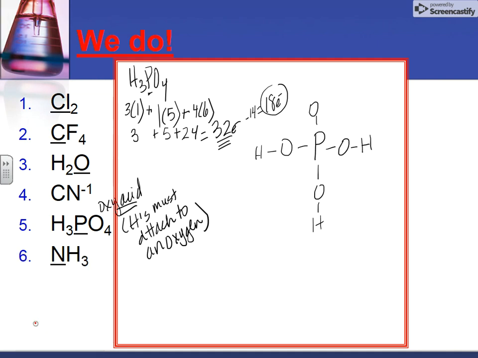So let's take a look and see who still needs electrons. Hydrogen has 2, hydrogen has 2, and hydrogen has 2. So they all have their duet of electrons.